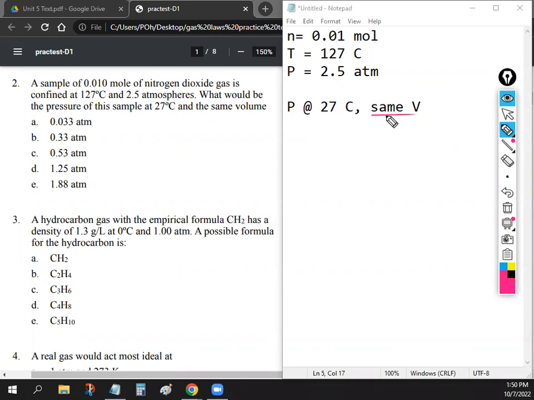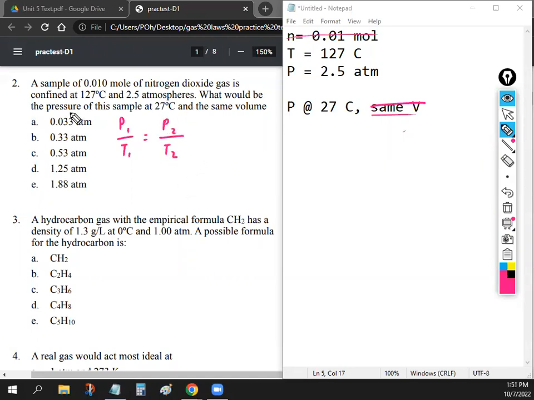And so here, since volume is constant, we don't need to worry about that. It doesn't say if we added or got rid of any gas, so the moles also stay constant. So the only values that are changing are pressure and temperature. So this one is Gay-Lussac's law. So P1 over T1 is equal to P2 over T2.